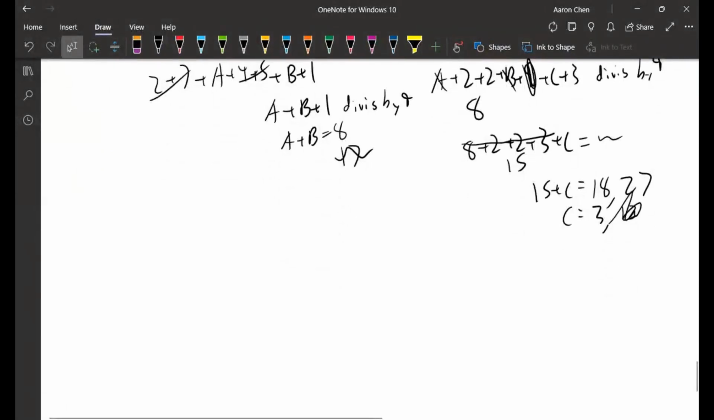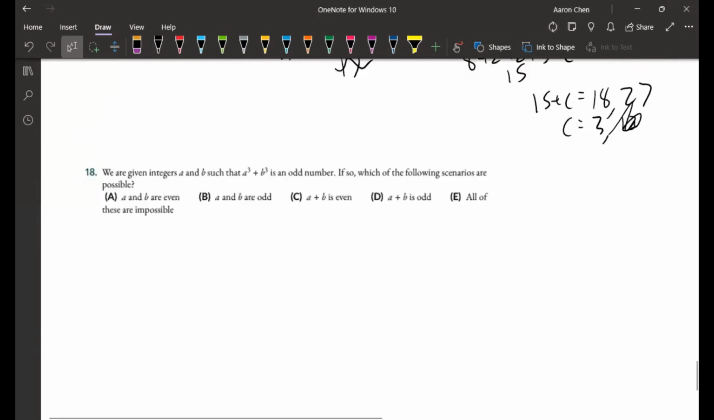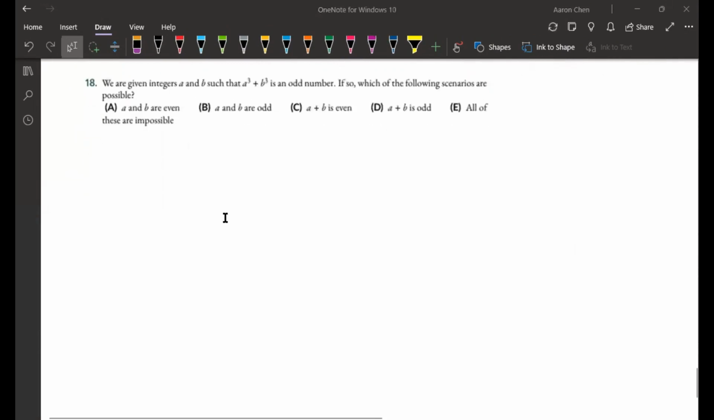So next up is question number 18. It was a nice question that was very simple. We have A and B such that A cubed plus B cubed is odd, and if so, which of these are possible?